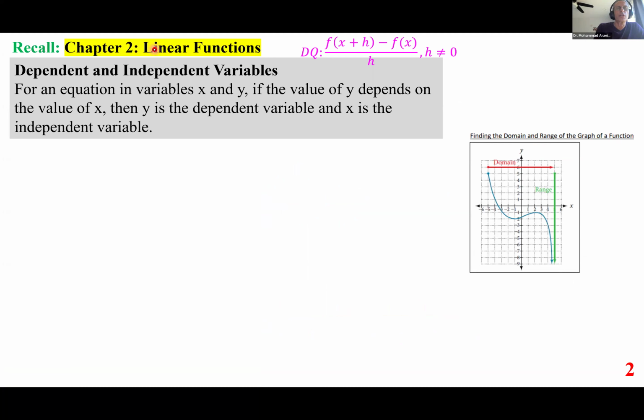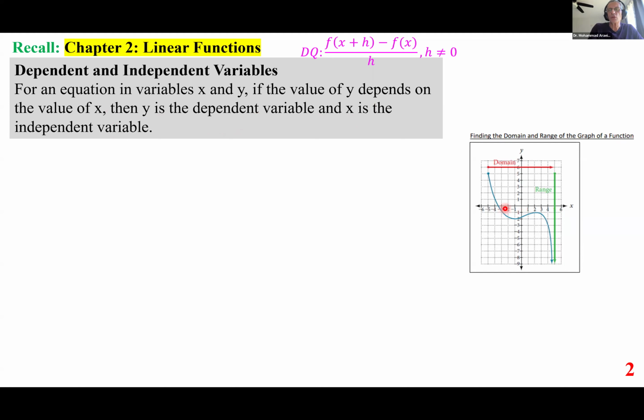All right, recall chapter 2, linear functions, difference quotient: f of x plus h minus f of x, over h, and h can't be 0. In short, the average rate of change of y with respect to x, or the slope that we have seen. So dependent and independent variables. For an equation in variables x and y, if the value of y depends on the value of x, then y is the dependent variable and x is the independent variable.